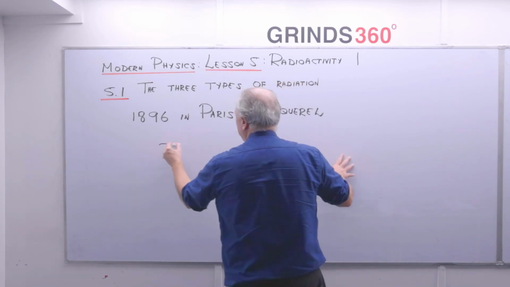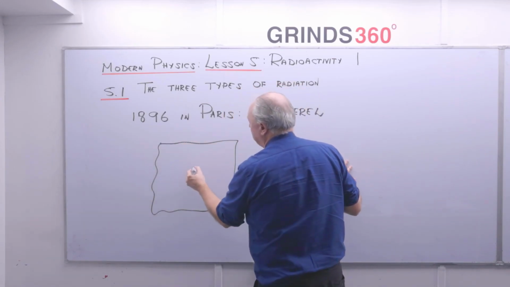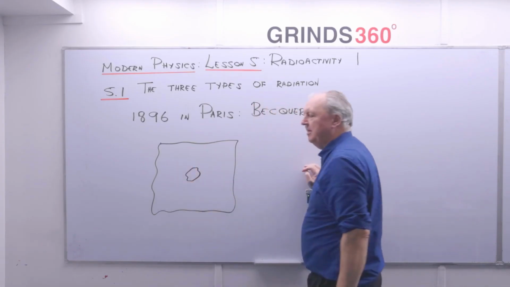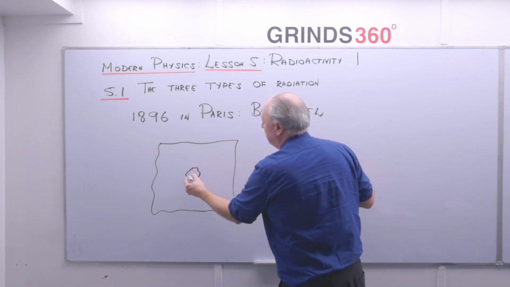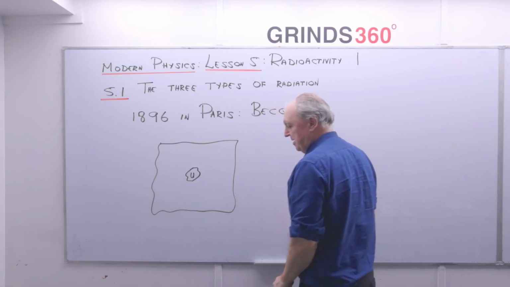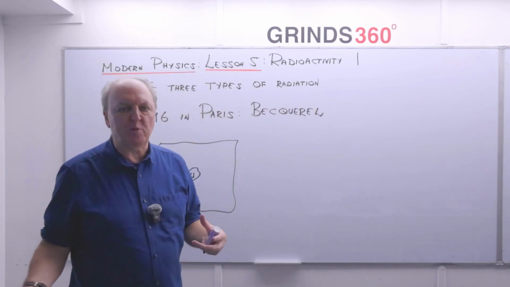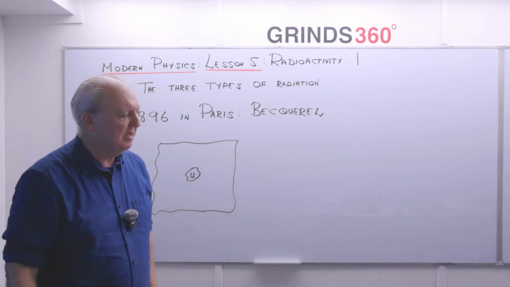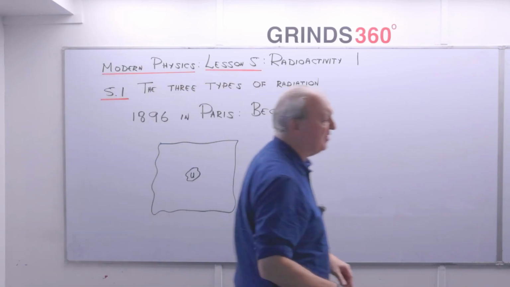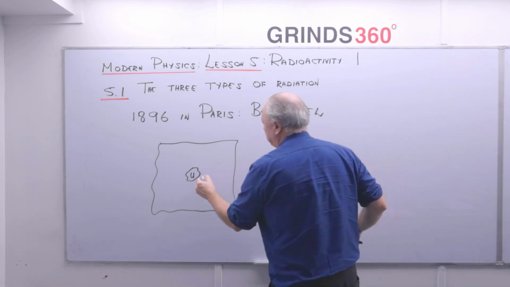So here's the photographic paper. And here is my uranium. The chemical symbol for uranium is U. So he wrapped that and he put that into a darkened drawer. He went away for the weekend. Then he came back on the Monday and he opened up the photographic paper and he saw all over the photographic paper, he saw these marks or etchings.